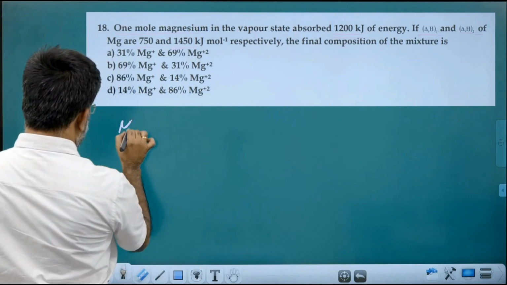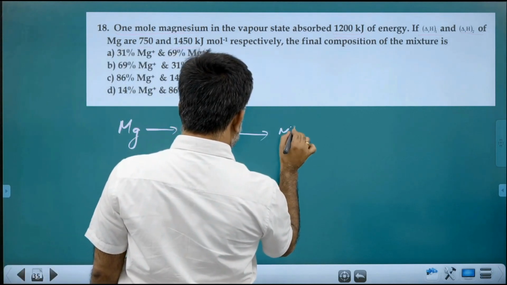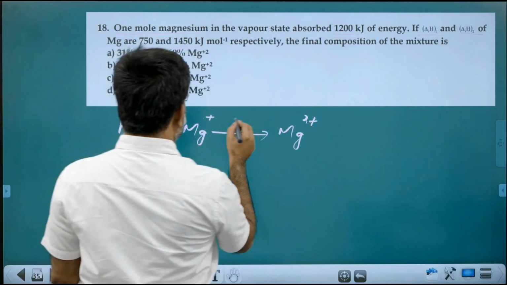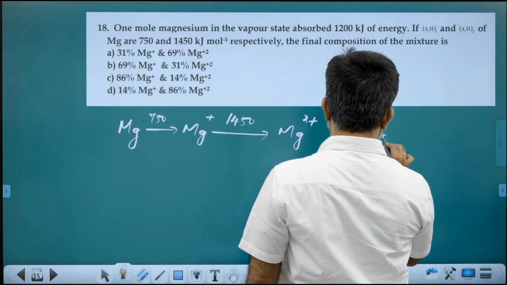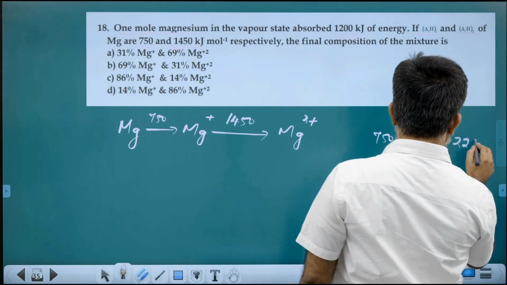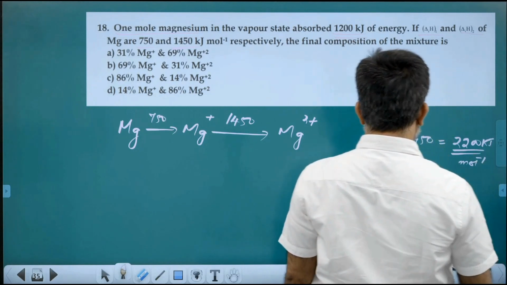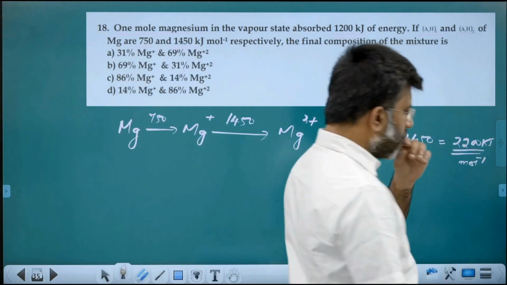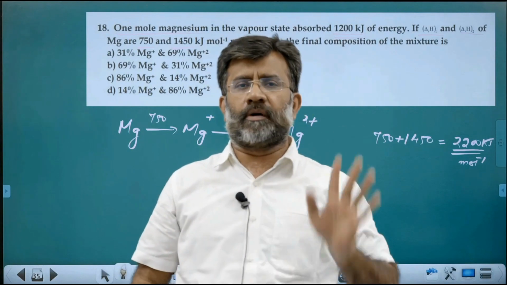Suppose you are taking 1 mole of magnesium converted to Mg+, and from there it is converted to Mg2+. For the first conversion you need 750. For the second conversion you need 1450. So for total conversion you need 750 plus 1450, that is 2200 kilojoule. This much energy is required per mole for complete conversion of 1 mole of magnesium. Isn't it correct? Yes.